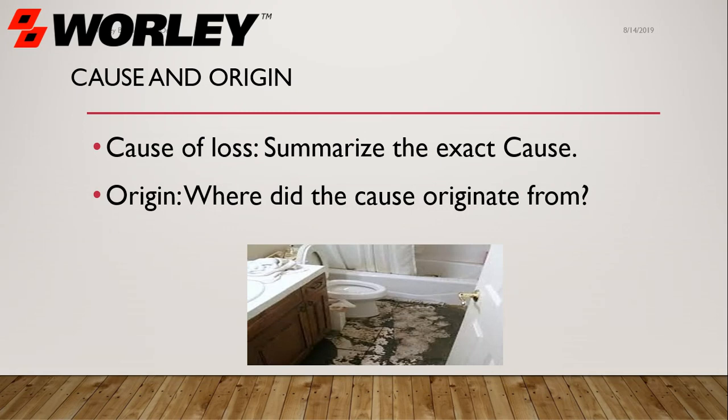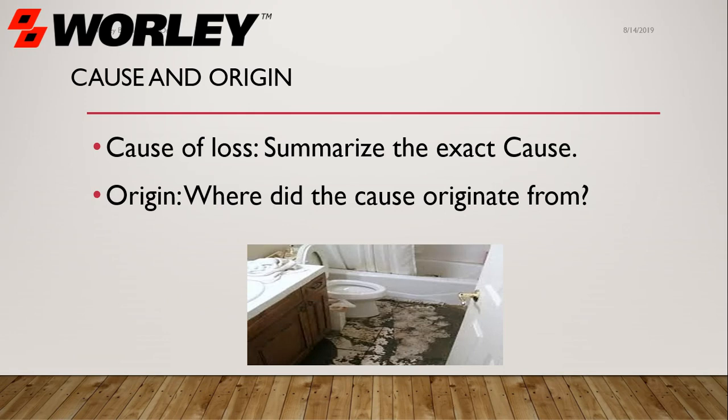Again, cause and origin. A lot of times we get this backwards. We'll say the cause of the loss was the broken pipe, and then we go to the origin, and we're like, well, wait, it started in the bedroom. No, the cause of loss in a water loss is water. Water damaged the material, and the origin is where the water began: where the pipe broke, where the backup occurred, where the appliance failed. That's the origin.